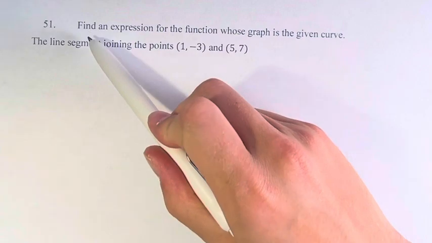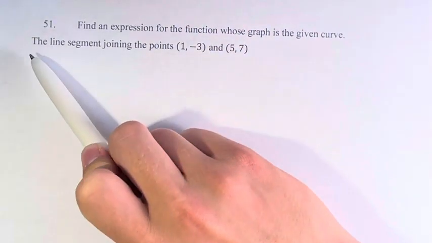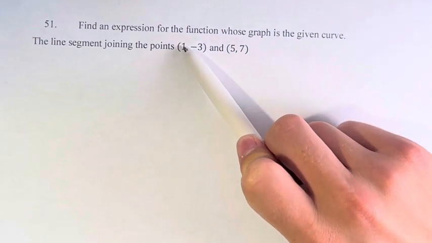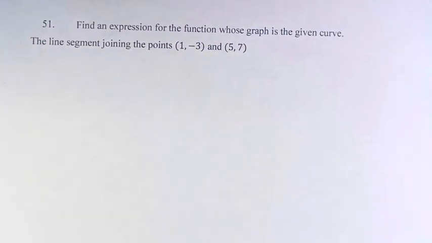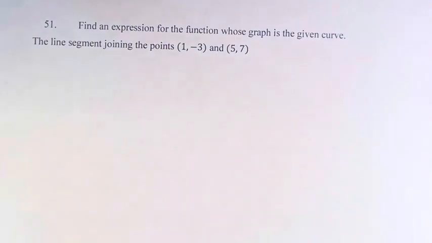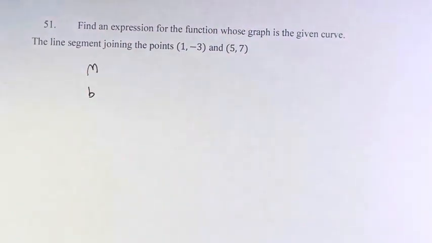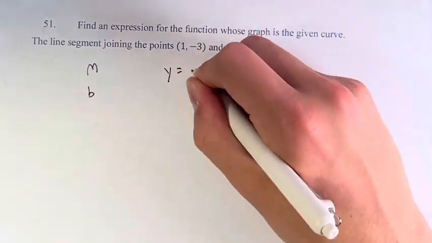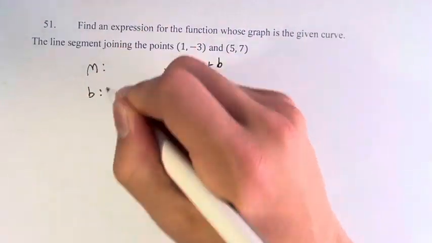In this problem, we're asked to find an expression for the function whose graph is the given curve, in this case, the line segment joining the points (1, -3) and (5, 7). So when we're looking for the equation, or in this case, the expression, of a line, what we need for that is the slope and the y-intercept. And then we can turn that into y = mx + b. So first, let's find these.